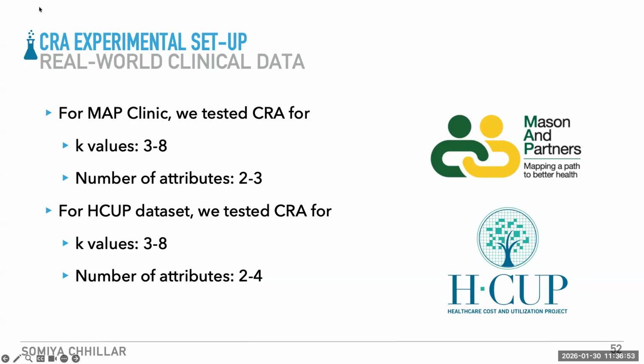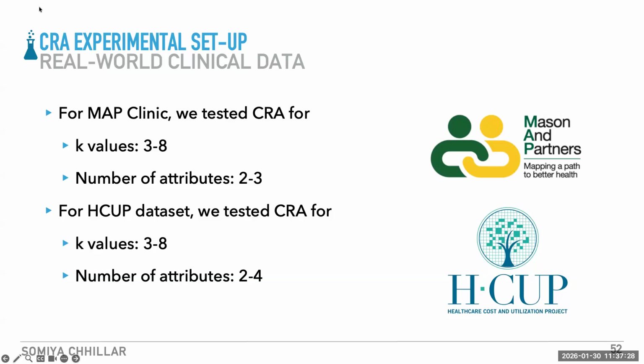The first one was from the map clinics, and it contained de-identified patient attributes such as weight, age, and blood pressure. And the second is a clinical subset of the EdgeCup dataset, which is commonly used in healthcare privacy research. We anonymized each dataset using arcs, with k values from 3 up to 8, and analyzed the results using the CRA framework.